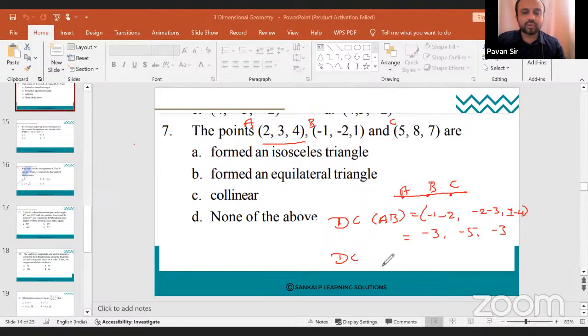Try to find the direction cosines of AC now, quickly. I'll not write in full this time. Direction cosines of AC are what? It is nothing but 5 minus 2, that is 3, and 8 minus 3, that is 5, and the next one, 7 minus 4, that is 3. We got the direction cosines of AB and AC now, correct? Try to get the answer fast.